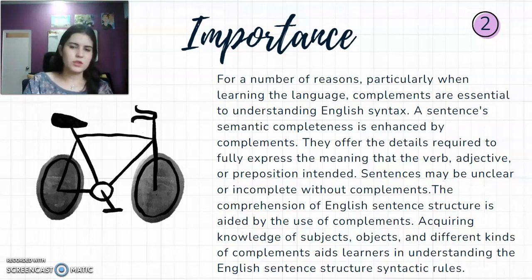A sentence's semantic complexity depends on complements. They offer the detail required to fully express the meaning of the verb, adjective, preposition, or subject. A sentence may be unclear or incomplete without the complement. So in another way, it is a link to communication with others. The comprehension of English sentence structure is enabled by the use of complements.